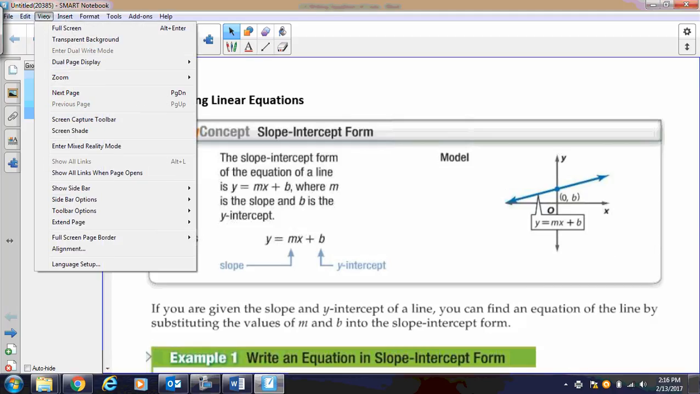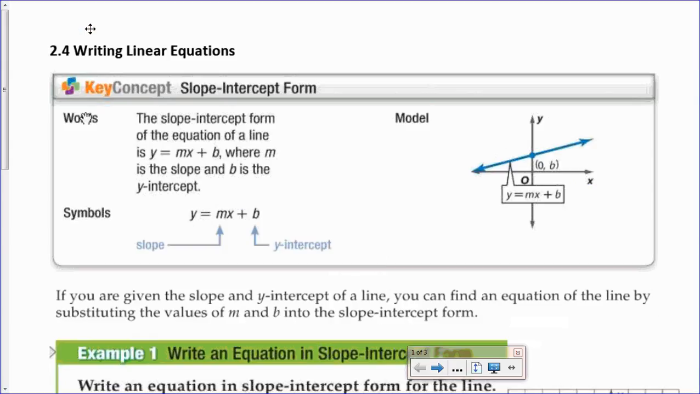Here we are looking at the 2.4 notes for writing linear equations. Again, the first form we looked at was slope-intercept form. The slope-intercept form of the equation of a line is y equals mx plus b, where m is the slope and b is the y-intercept.